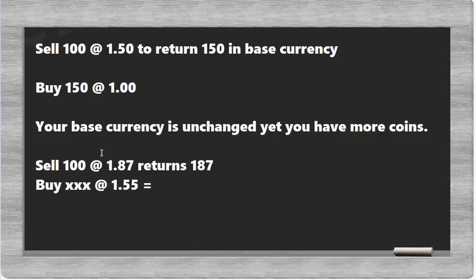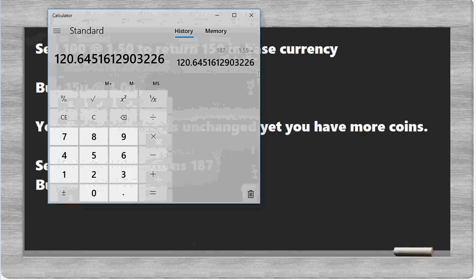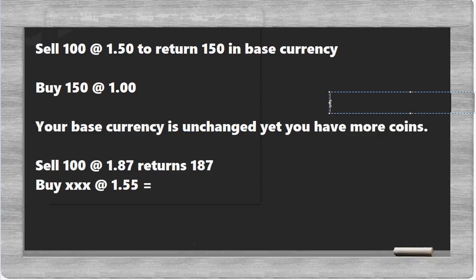But let's assume you're in a situation where you sold 100 at 1.87. Well, you're going to return, obviously, that number. But if you're going to buy at $1.55, how many are you going to buy? It's simple. You take the 187 that you returned, divided by the price of 1.55, and you'd be able to buy about 120 and a half. And that would let you get some good gains.